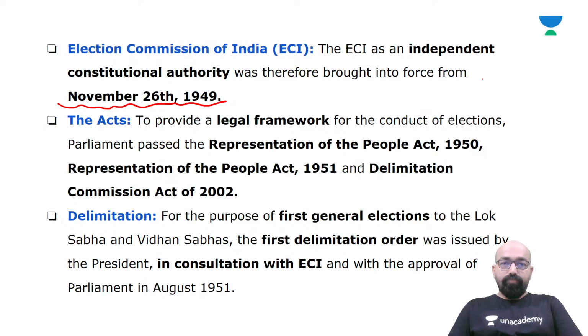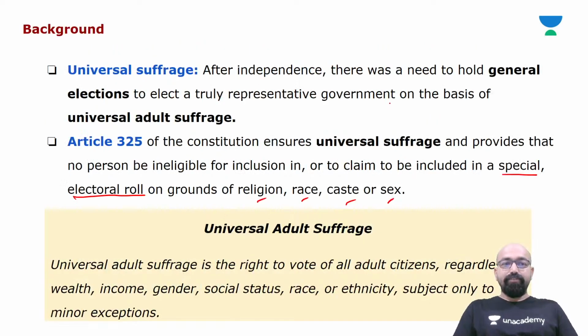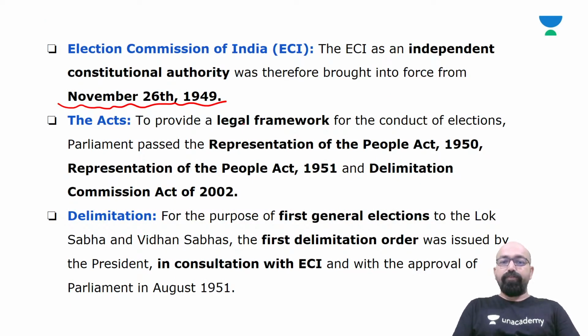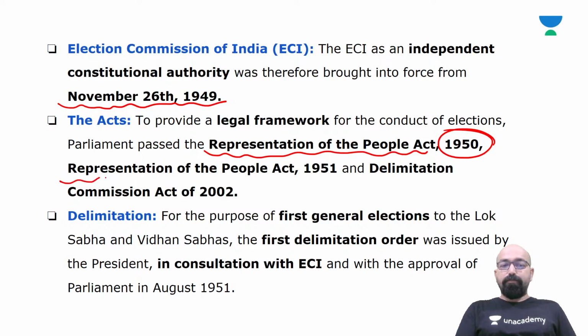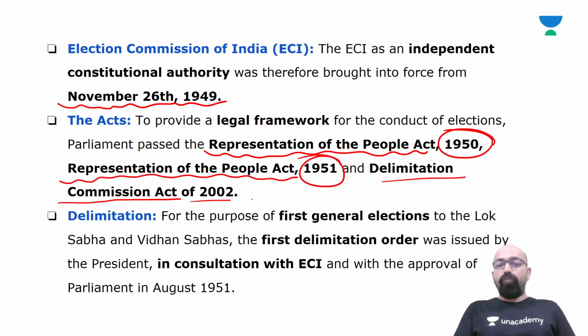The Election Commission of India, as an independent constitutional authority, was brought into force from 26 November 1949. Then, to provide the legal framework for the conduct of elections, Parliament passed the Representation of the People Act 1950, the Representation of the People Act 1951, and the Delimitation Commission Act of 2002. Delimitation was for the purpose of the first general elections to the Lok Sabha and Vidhan Sabhas. The first delimitation order was issued by the President in consultation with the Election Commission of India and with the approval of Parliament in August 1951.